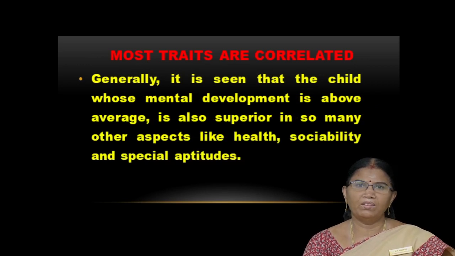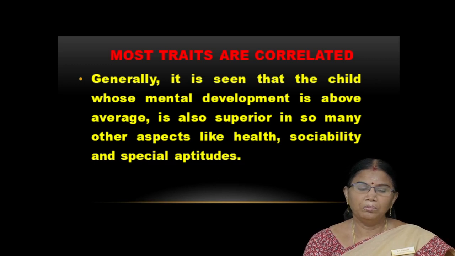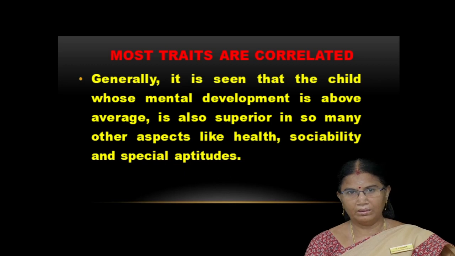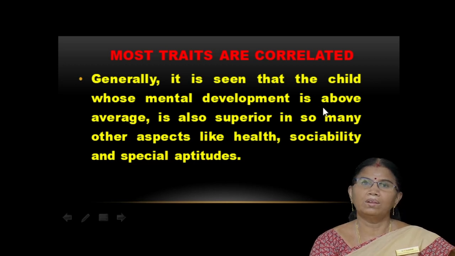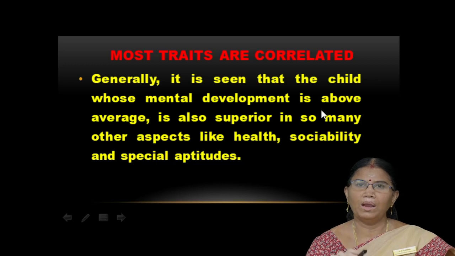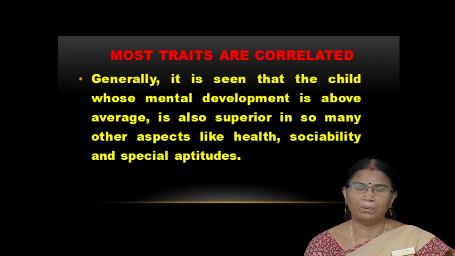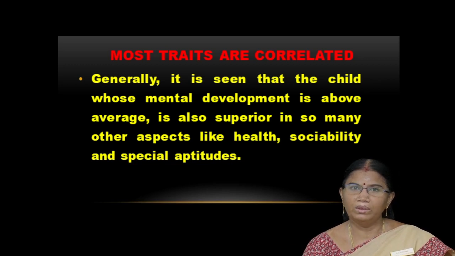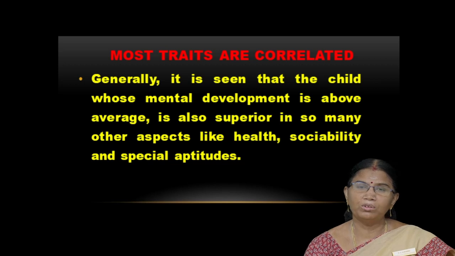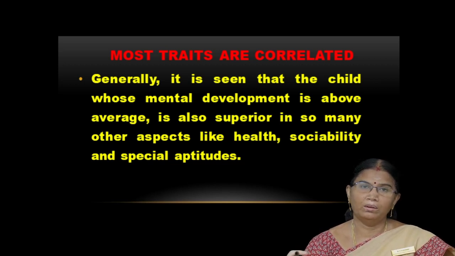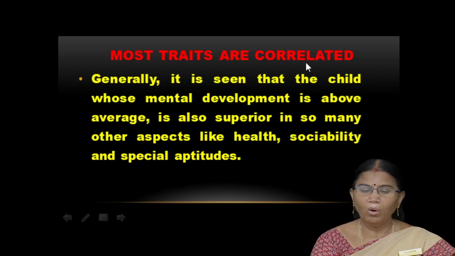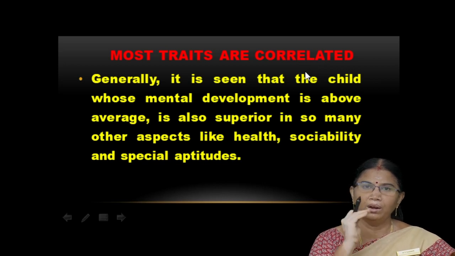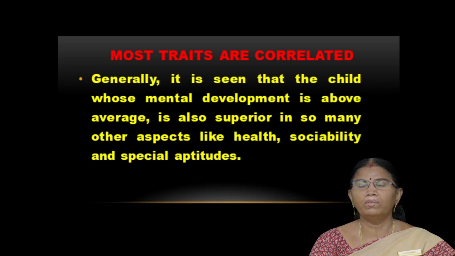Another significant aspect of growth and development is most of the traits are correlated, isn't it? Traits means like characteristics. When the child's mental development is above average, automatically the child might be superior in many of the other aspects. The child might be good in mingling with others, might have good emotional stability, might be good in logical thinking. And lastly, we can say that the child might be good in health aspect also. So, most of the traits are correlated. When the child is superior in one aspect, the child might be good in many of the other aspects.